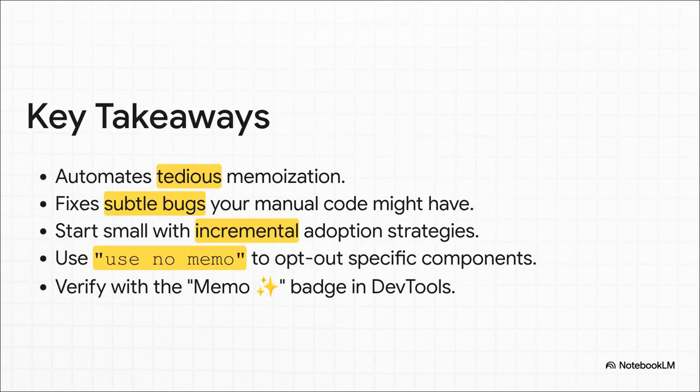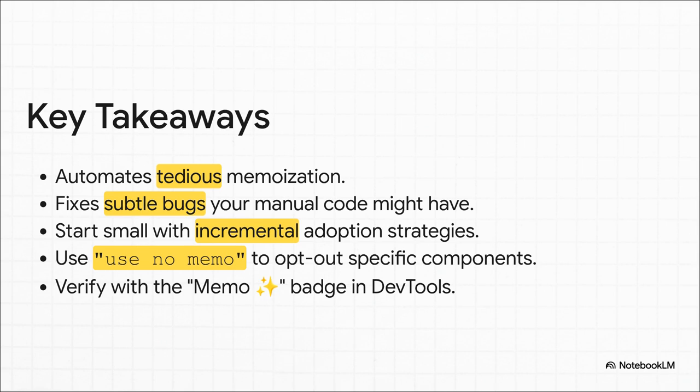Okay, let's wrap this all up. What are the big takeaways? The React compiler automates all that boring memoization work and can even fix bugs you didn't know you had. The key is to start small using one of the incremental strategies. If you get into trouble, use no memo as your safety valve. And all along the way, keep an eye out for that little Memo sparkle badge in your dev tools to make sure it's working.